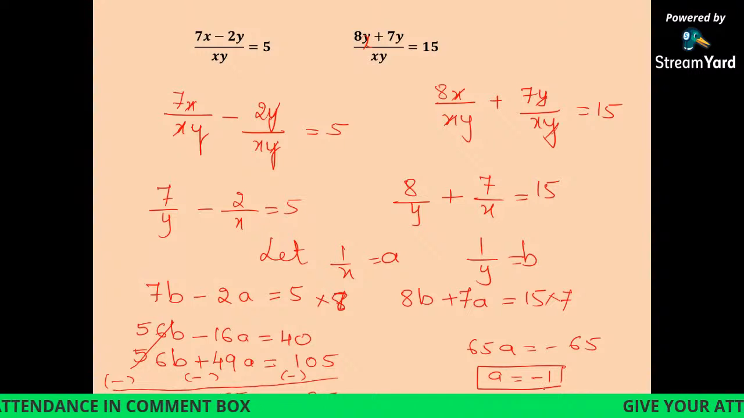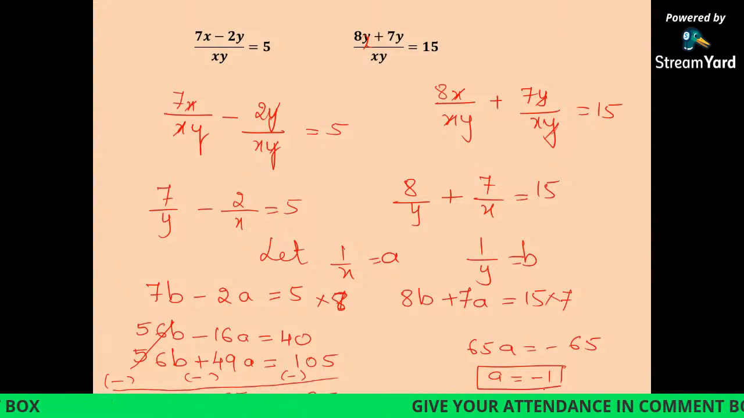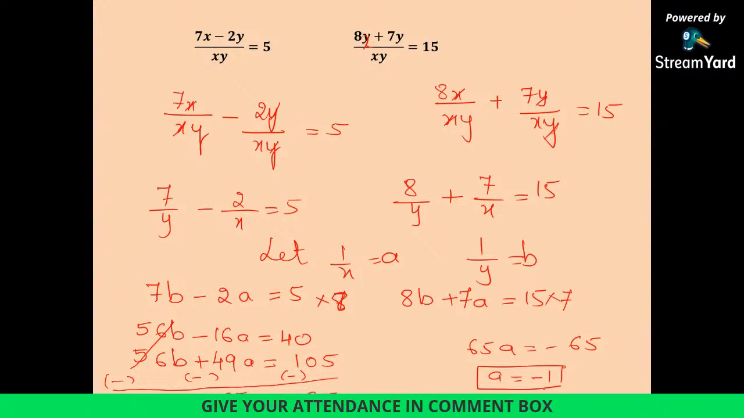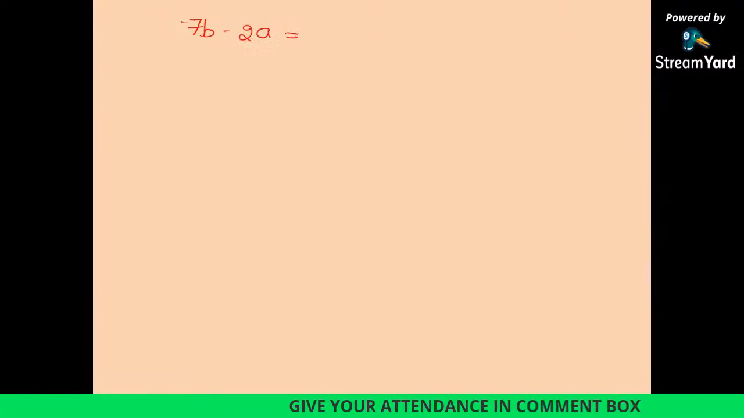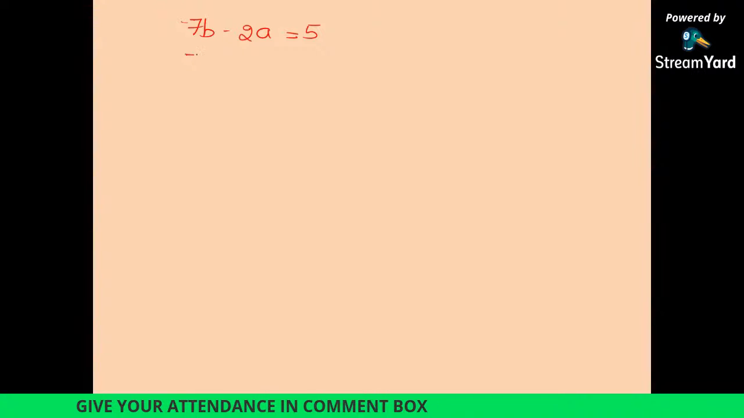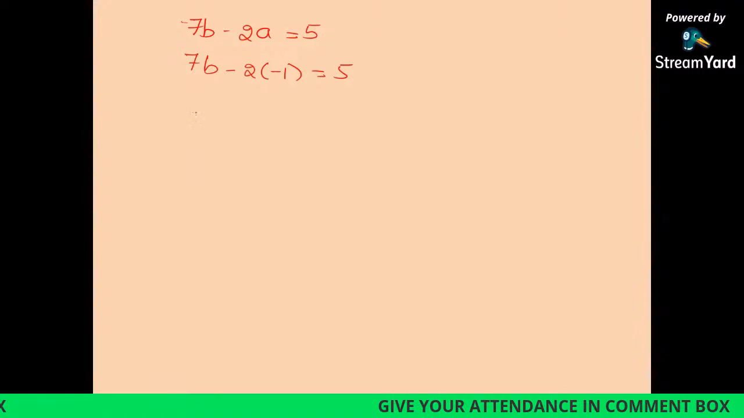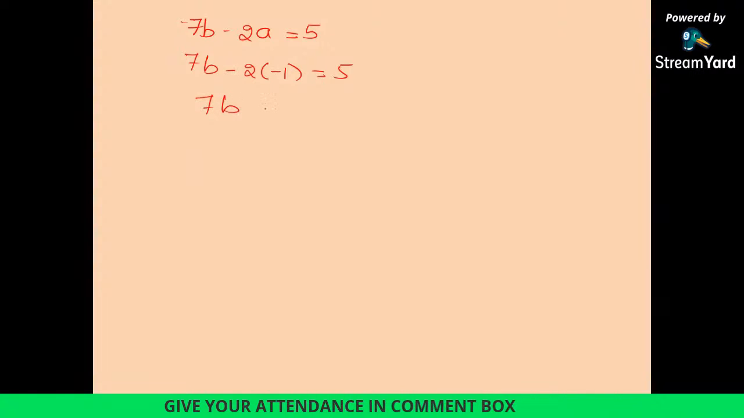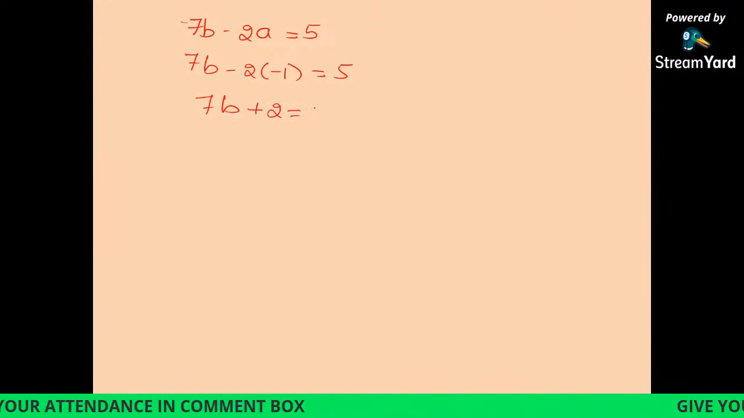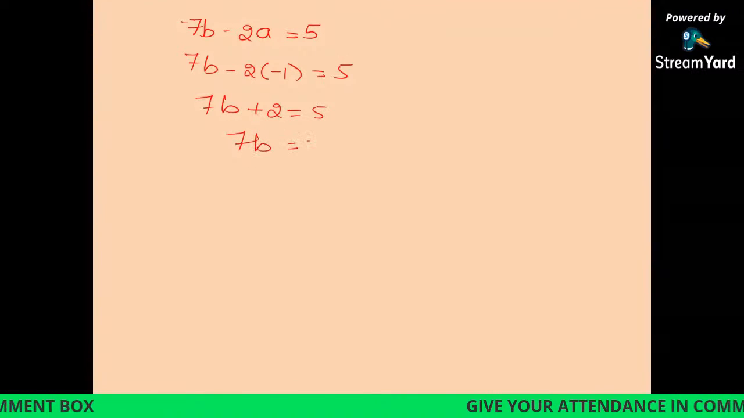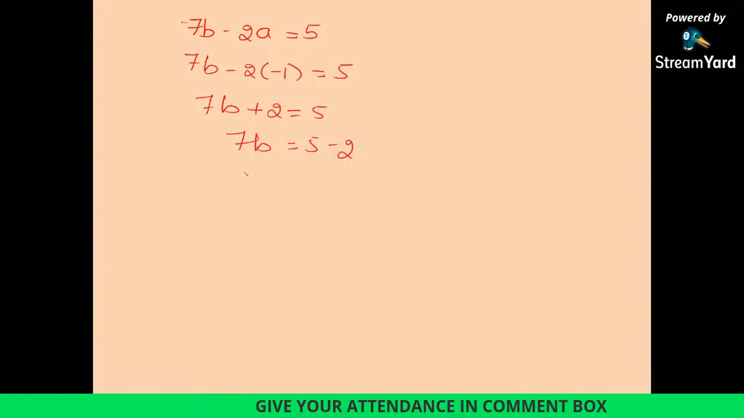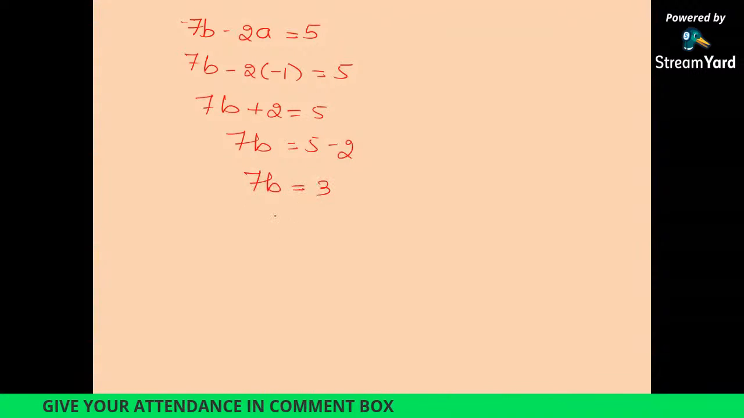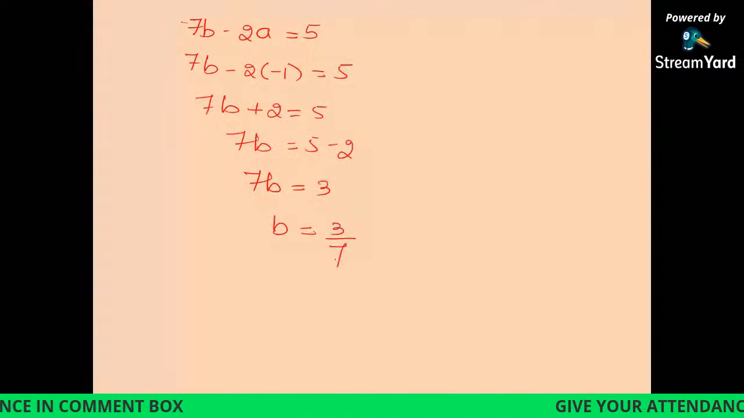Once you get the value of a, just substitute it in b. I will select the first equation, 7b minus 2a is equal to 5. If you substitute, 7b minus 2 into minus 1 is equal to 5, we get 7b plus 2, since minus 2 ones are minus 2, equals 5. At last 7b is equal to 5 minus 2, then 7b is equal to 3 and b is equal to 3 by 7.